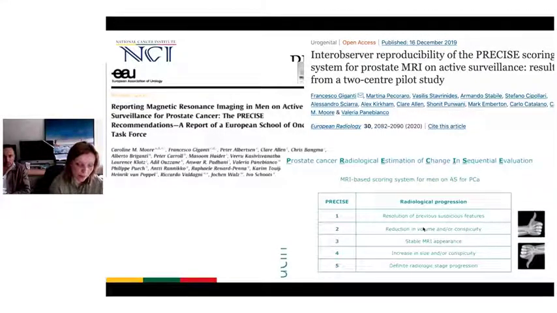It means that if we have a resolution of previous features, we say that it's 1. When we compare with previous and we have reduction in volume, it's 2. If it's stable, it's PRECISE 3. And if we have disease progression, it's 4, or 5 if we have definite radiological stage progression, like metastasis or lymph node metastasis.